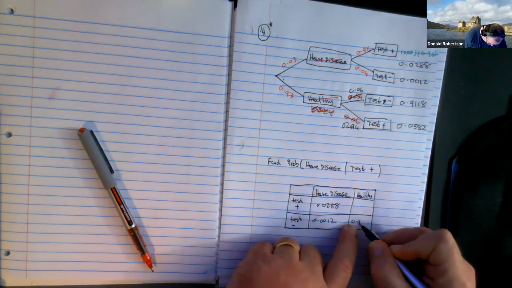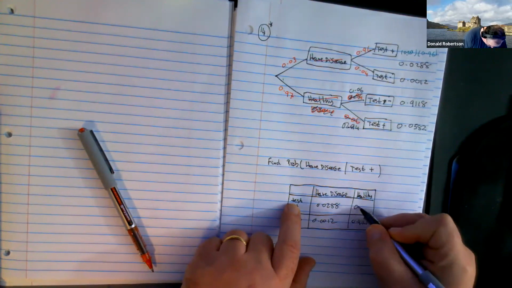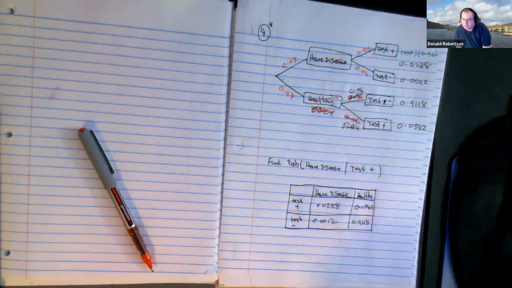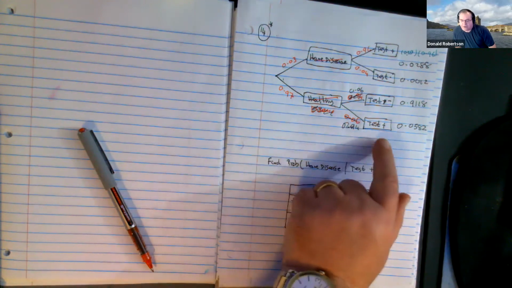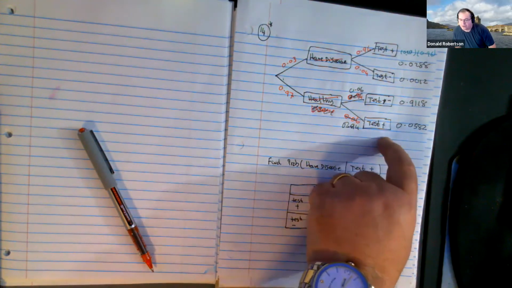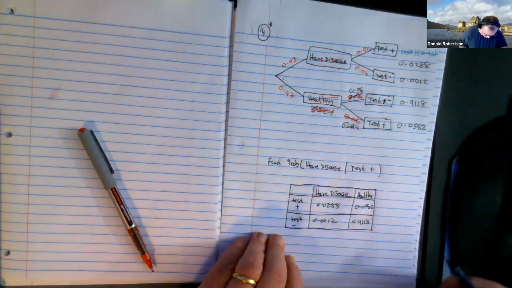So that's 0.9118. And the other one is 0.0582. It shouldn't be as hard as that, but I'm just distracted. If you're healthy, shouldn't you test negative for the thing? And if you're healthy, you shouldn't really test positive very often. So test negative, test positive.